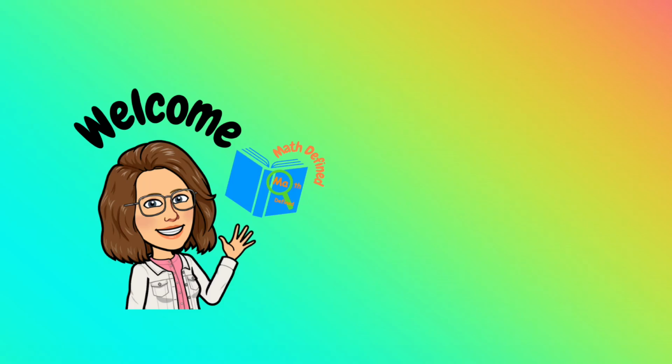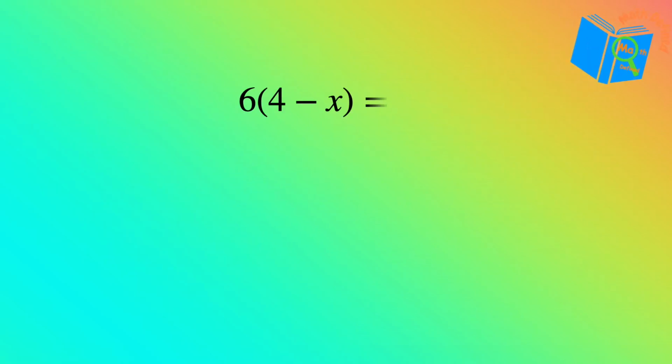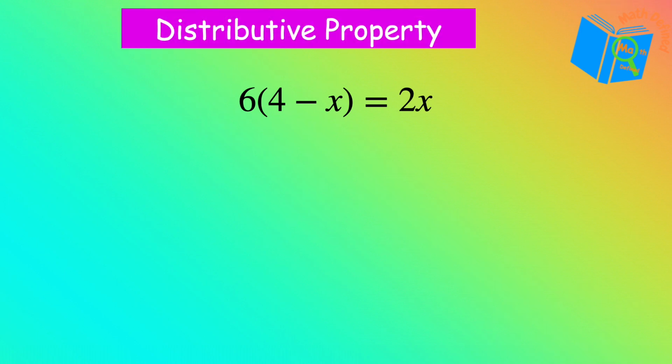Hey everyone, today I have a simple yet important equation to solve. 6 times the quantity of 4 minus x equals 2x. We want to find the value of x that makes this equation true. We're going to use a little algebra and the distributive property to solve this equation.